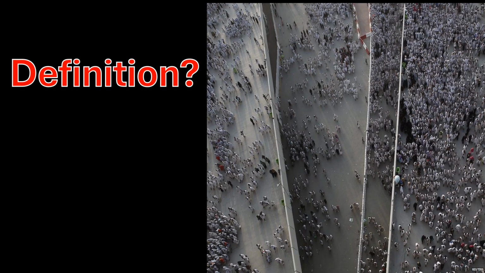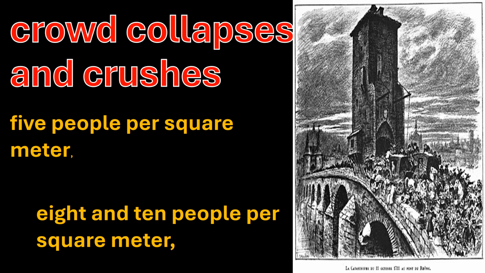So, what is the actual definition? Stampedes typically occur when a large group of people all try to get away from a perceived danger. Now, it can be an actual danger too, but most of the time it is perceived danger. The phenomenon is similar to crowd collapses and crushes. There's a term called crowd collapses and crushes, and it is very much similar to that. So, what is crowd collapses and crushes?